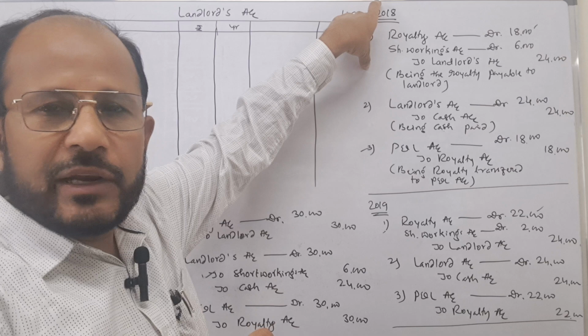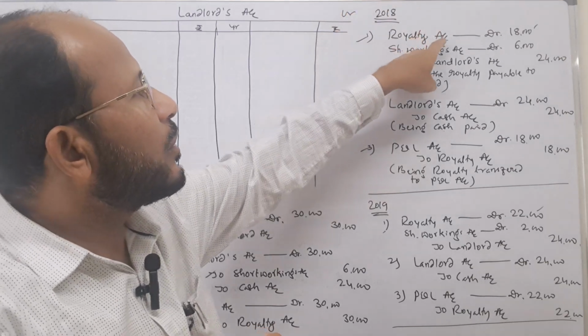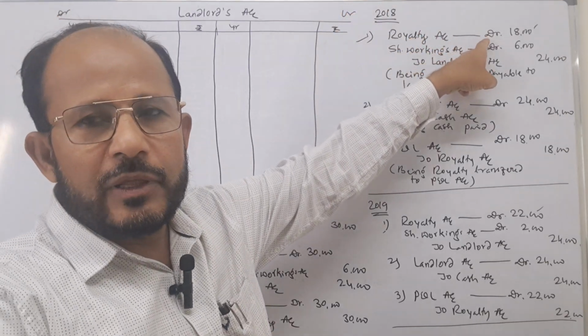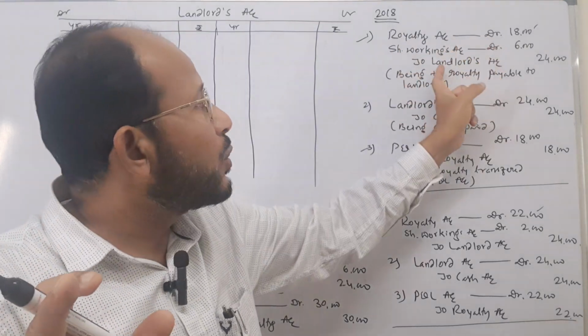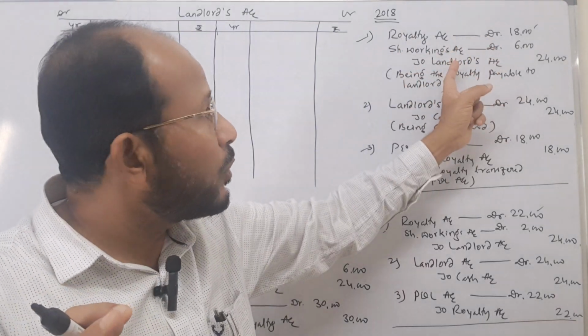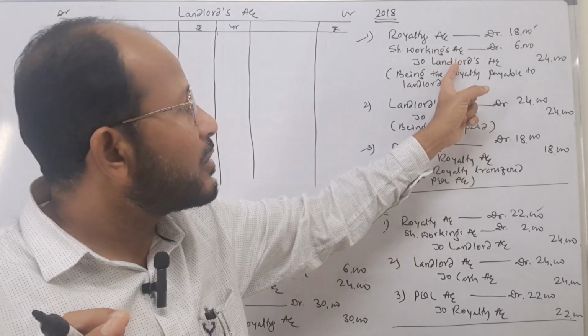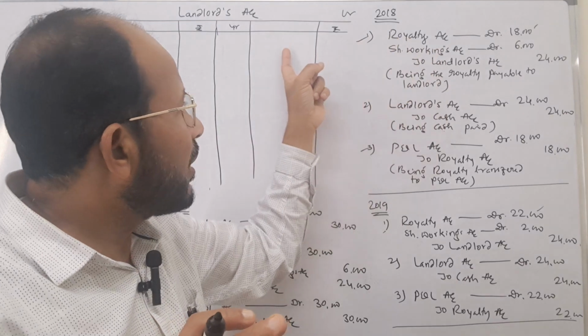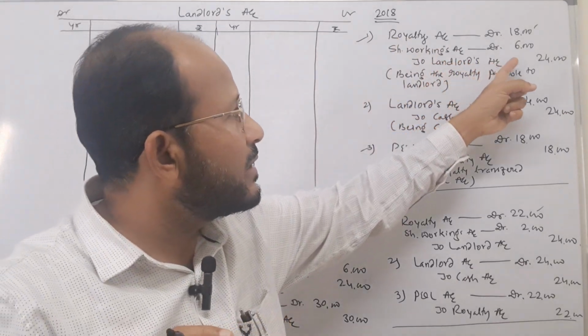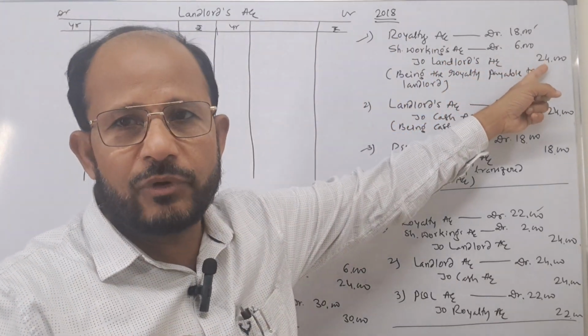Go to the first entry. Royalty account is debited when the royalty is payable. Short workings account is debited to landlord's account. It means how to post this entry? Landlord's account is to be credited on the credit side of landlord account. Just you see here, landlord account is credited with the amount of rupees 24,000.